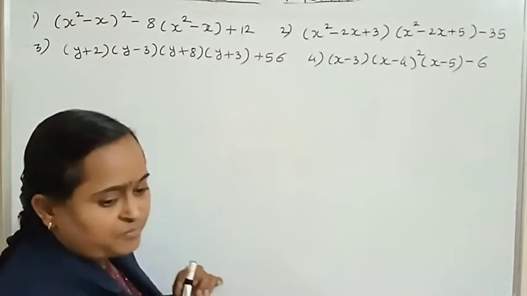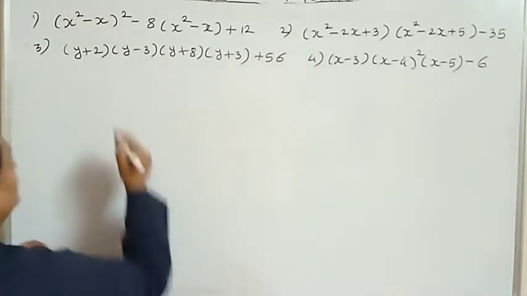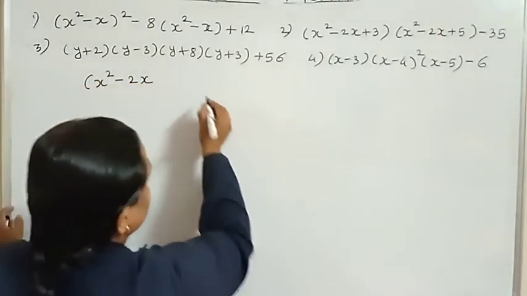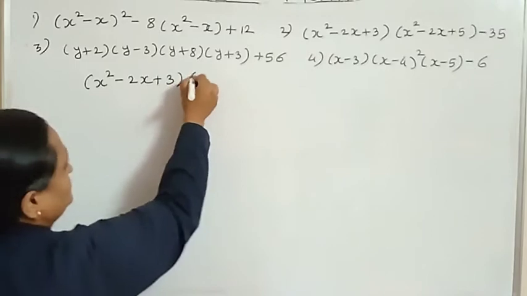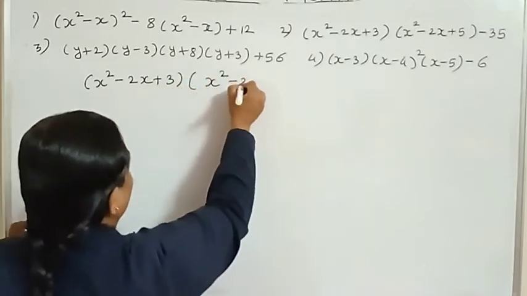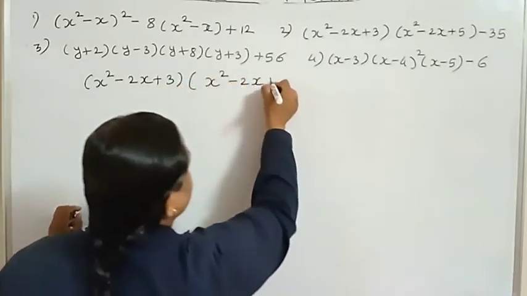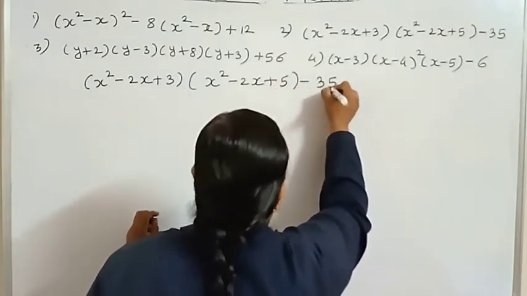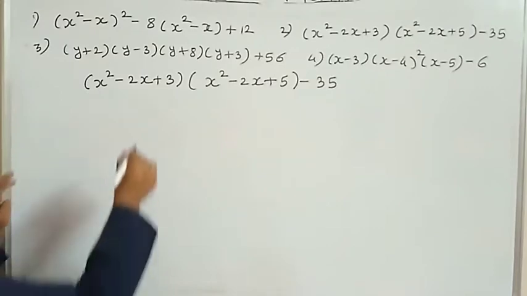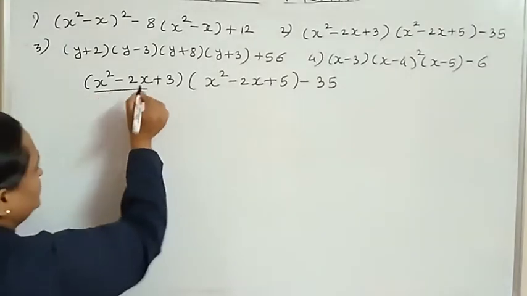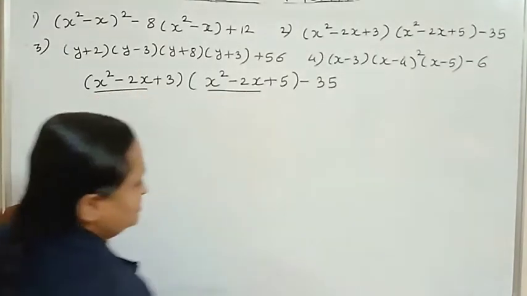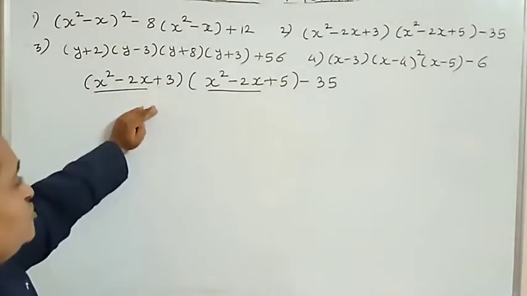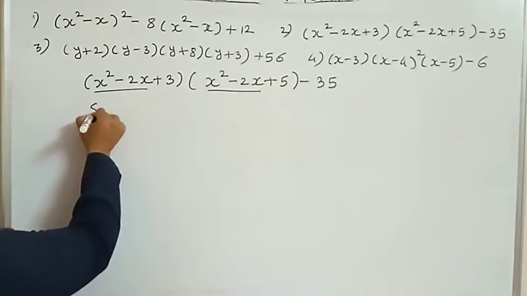Now see the second example. The first bracket is x square minus 2x plus 3. The second bracket is x square minus 2x plus 5, minus 35. Now in this example, see what is common there: x square minus 2x here, and x square minus 2x here. This is the same in both brackets. Now we have to do a suitable substitution there.